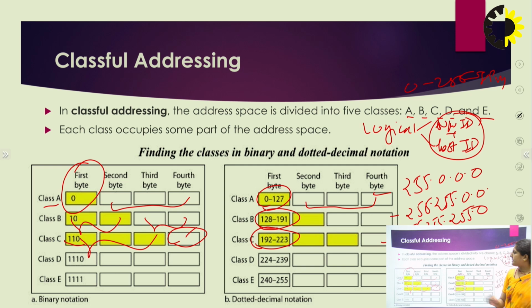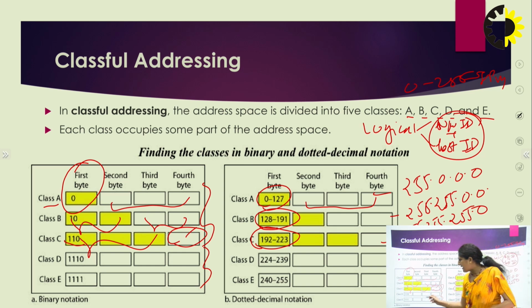We widely use these 3 classes only. We don't use these two classes because they are reserved. Class E is reserved for military purposes and class D is reserved for research purposes. The people who are researching anything use class D, and the military uses class E. So we are only widely using class A, class B and class C. Among these, class C is the most widely used. Class C is famous.